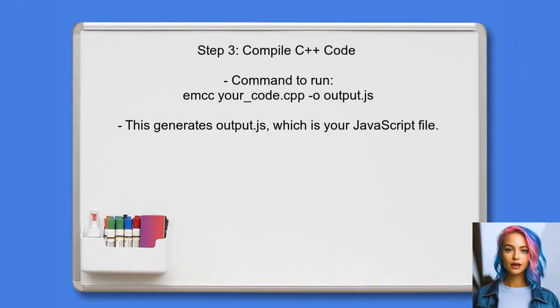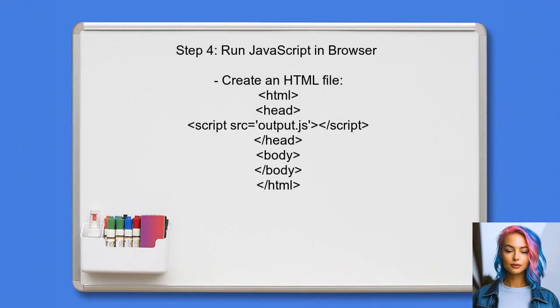Next, the user should compile their C++ code using Emscripten. This can be done with a simple command that specifies the input file and the output format. After compiling, the user can run the resulting JavaScript in a browser.